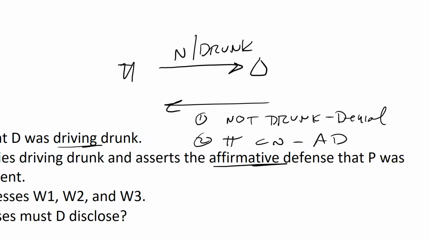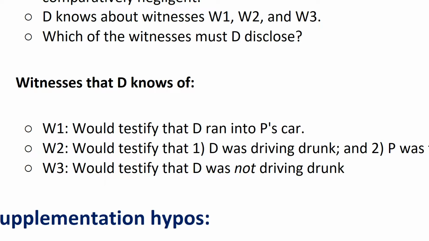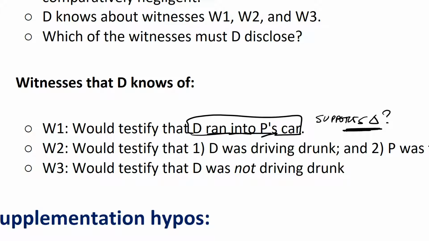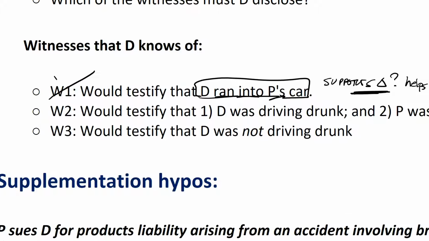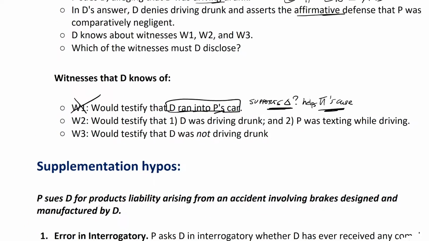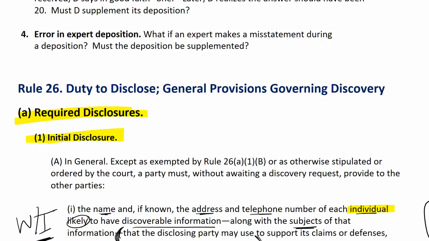So again, P versus D, alleging D is negligent as drunk. D's answer says, 1, I deny that I was drunk, and 2, the affirmative defense that plaintiff was contributorily negligent. All right, who must D disclose? Witness 1 would testify that D ran into P's car. All right, is that somebody who supports D's defense, right? No, it's somebody who helps P's case, right? So it would appear that this is not a witness that D needs to disclose because it doesn't support D's case.